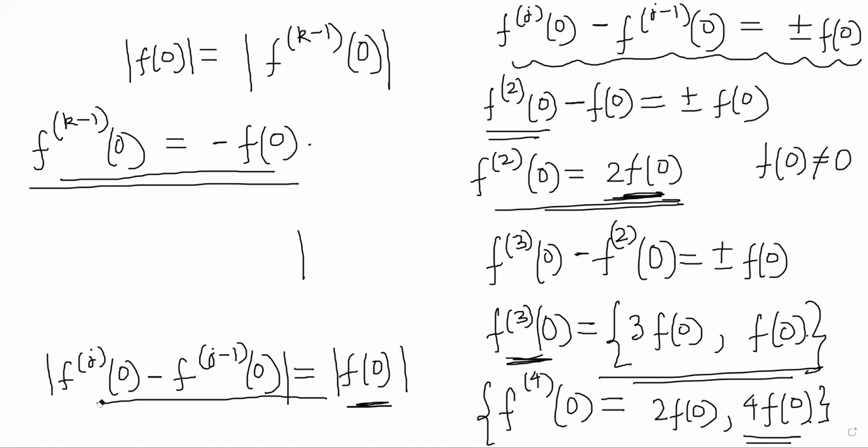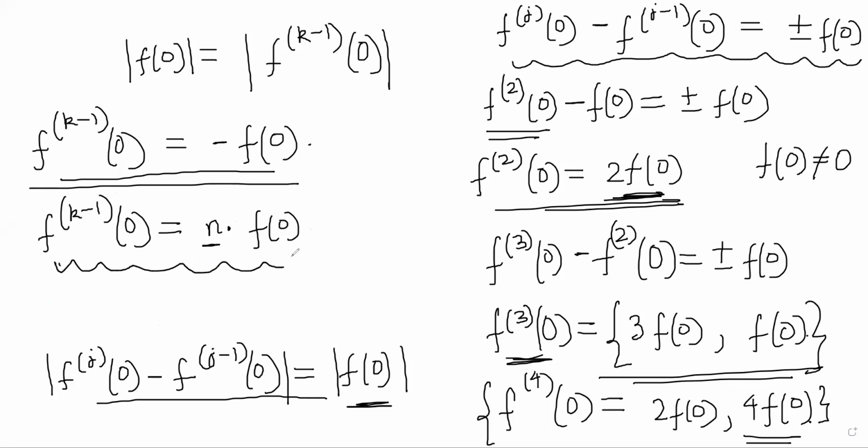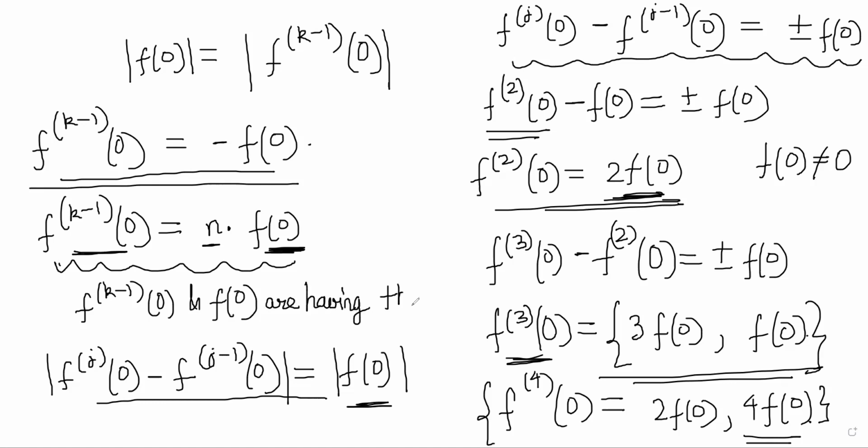We can show that f of k minus 1 of 0 will be equal to some positive integer times f of 0, right? So that means because f of 0 is not 0, these two will have the same sign. Because f of 0 is non-zero, we will get that f of k minus 1 of 0 and f of 0 are having the same sign. So they are both positive or both negative, right?